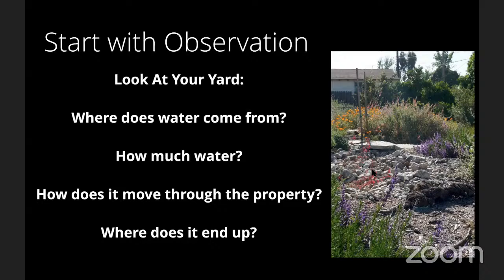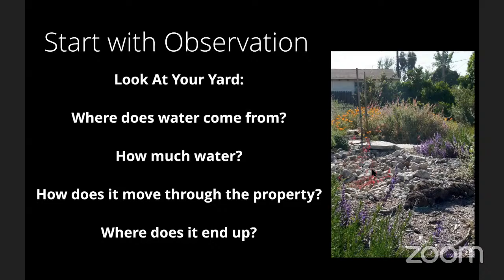How much water is it? Is it just a little bit that's going to be easy to deal with? Or, like I had, do you have major flooding or erosion issues already, where you're really going to want to try to accommodate a lot of water that's maybe headed towards your house or your garage or somewhere where there already are issues? How does it already move through the property?